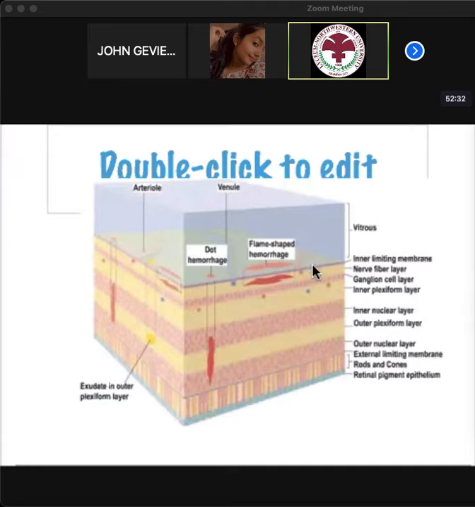So if it's just between the vitreous and the ILM or internal limiting membrane or the retina, that's your pre-retinal hemorrhage. If it's parallel to the nerve fiber layer, you would see them as plane-shaped hemorrhage. If it's deeper, from inner nuclear to outer nuclear, that's your dot blot hemorrhages. Exudates are also seen very commonly on your outer plexiform layer, or any edema would be on the outer plexiform layer. Fluid accumulation would usually be in the outer plexiform layer.